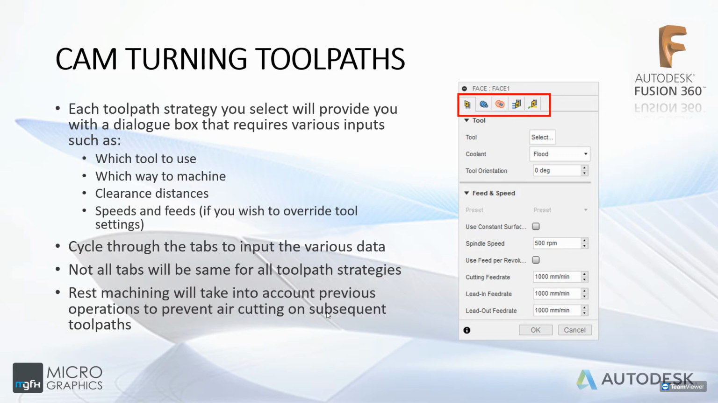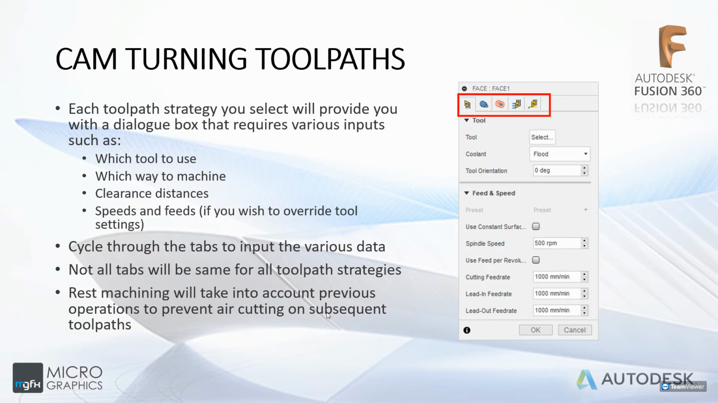You can cycle through the tabs, or rather you should cycle through the tabs to input the various data, and you've got to go through them one by one. It's best practice not to skip anything, because there will be some important information that will cause your entire toolpath to be generated incorrectly and cause major problems, often resulting in costly tool damage and collisions, or perhaps damaging your part altogether, and you don't want that.